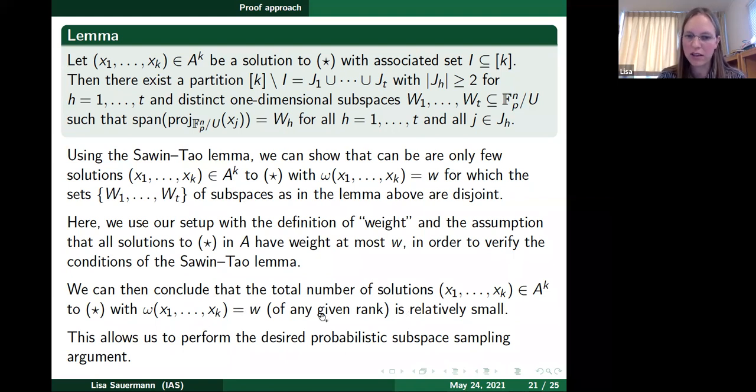And one can even do this for any given rank for the solutions. And so that will then allow us to perform the desired probabilistic subspace sampling argument that we said earlier we wanted to do. And so with the subspace sampling argument, one can then get rid of all solutions with weight equal to W. And from that, one can then apply the induction hypothesis and get the desired contradiction. So this is a very rough outline of how the proof for this high rank result roughly works.